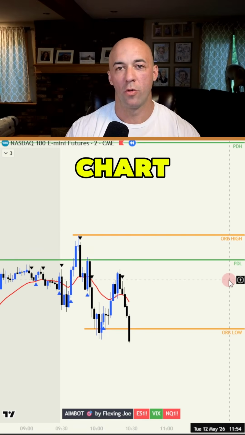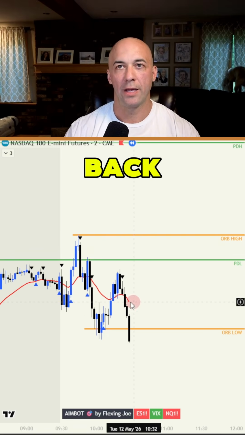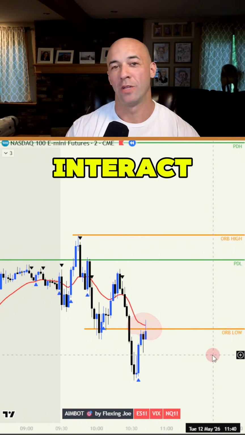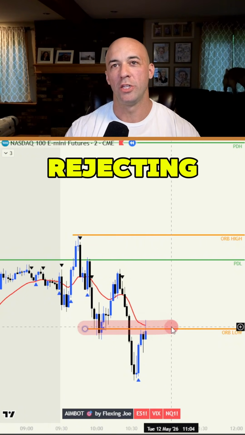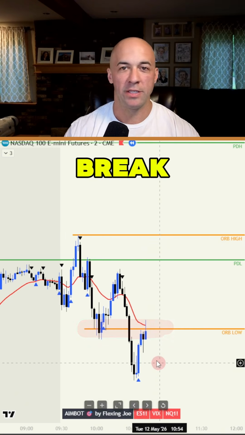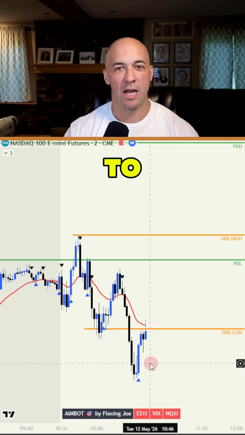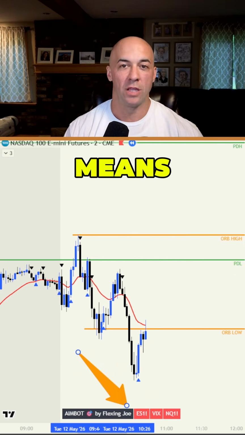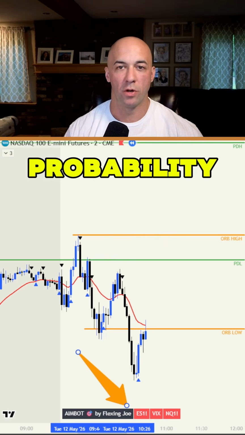On this 2-minute chart, we're going to wait for price to pull back and interact with the 20 EMA. All right, boom, there we go. We've had price interact with that 20 EMA, and it is also rejecting this opening range low area. This is a break and retest or a break in base to the downside. We can also see right here that the AIM bot is fully red, and that means we're lined up for a high probability short to the downside.